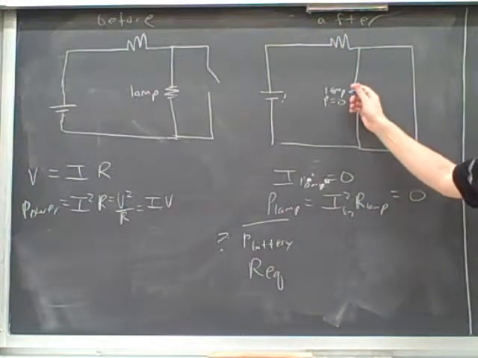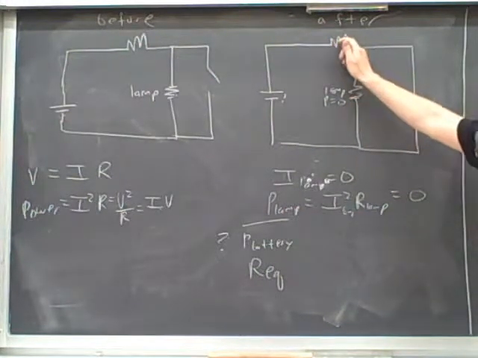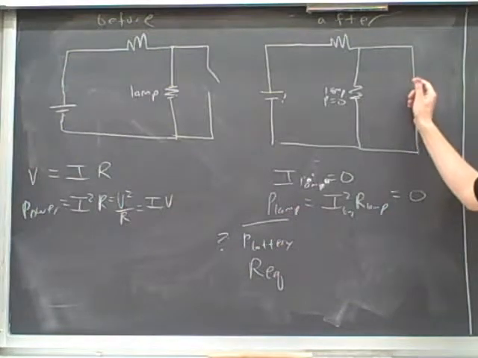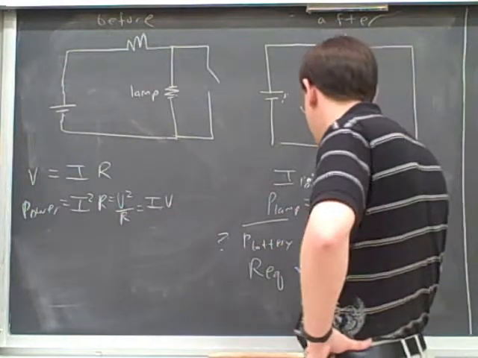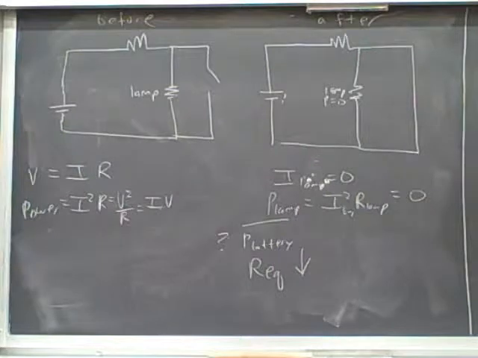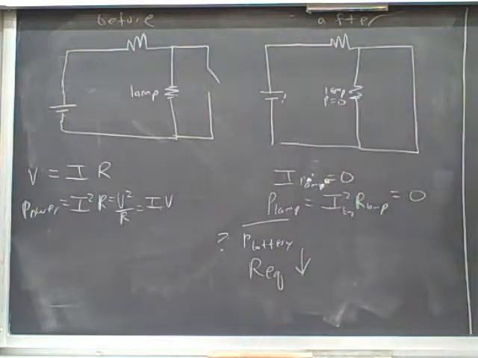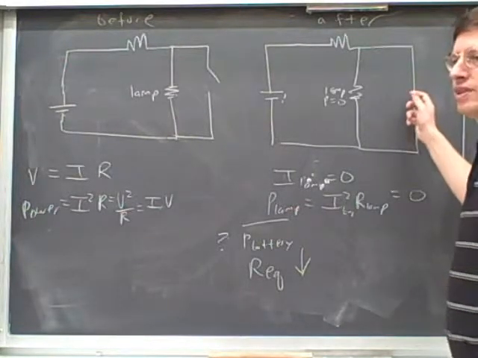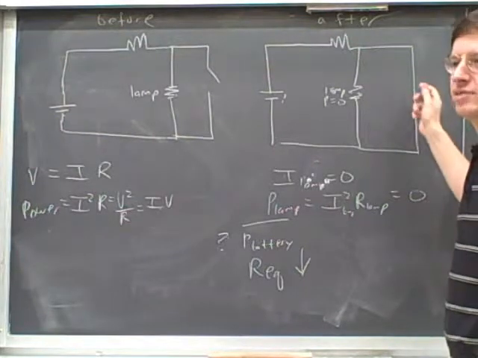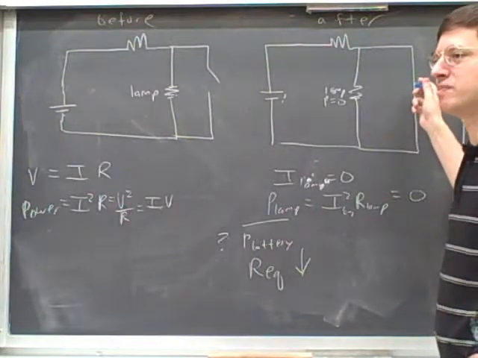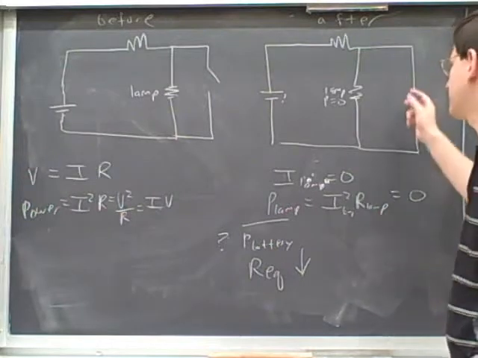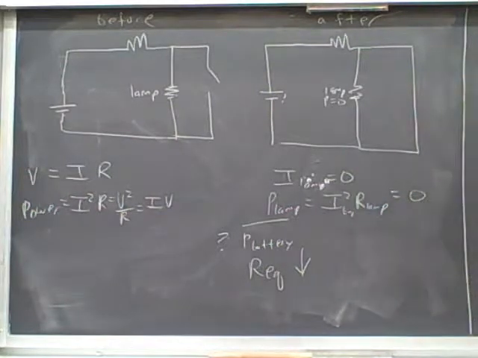There's no current going through the lamp. So it's just this resistance plus the 0 resistance from here. So the equivalent resistance has gone down. Like you said, it's as if the lamp wasn't even here anymore. Or just in more common sense terms, we've now opened up a really easy path for the current to flow through, so clearly there must be less resistance than before.